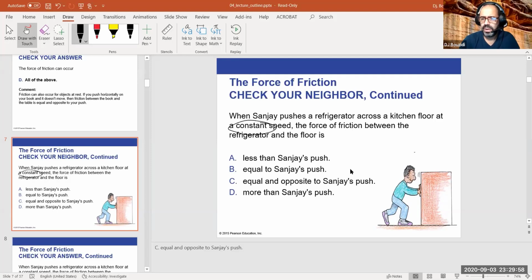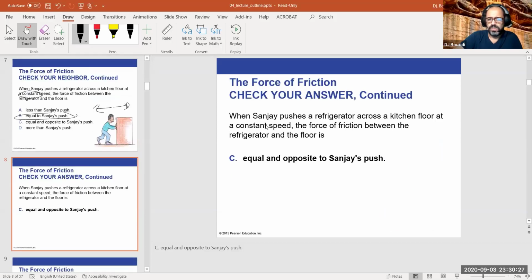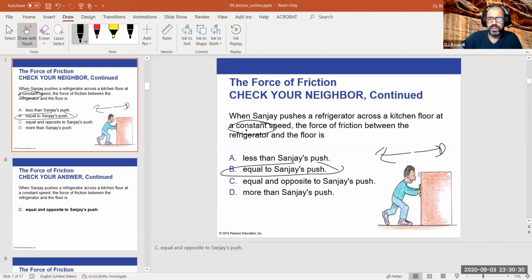But it's pushing, so the friction must be pushing by the same force so that the two cancel, because then the first law applies. In this case, there is no acceleration. Okay? So in this case, equal to Sanjay's push. The correct answer should be this. When you're reading questions like this one, especially as you have quizzes and exams coming, pay attention to every single word, okay? And there are some key words. This is one of them. Constant speed, okay? And that's because the first law now applies.